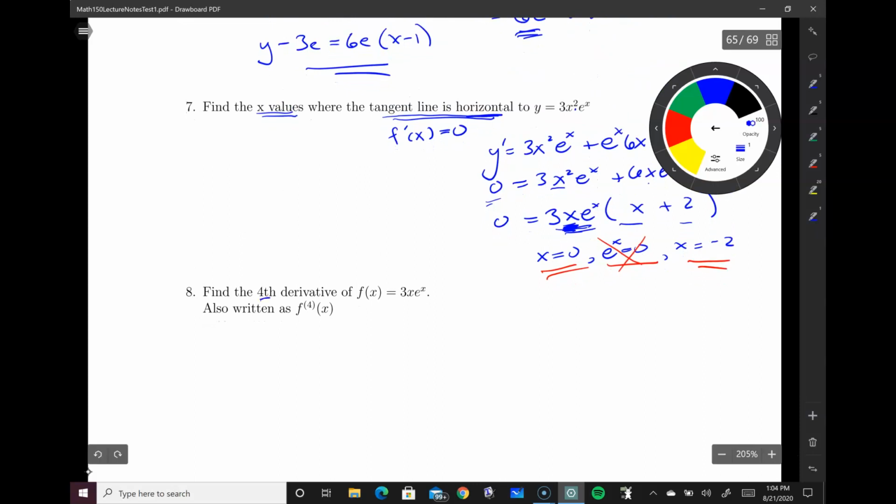All right, so fourth derivative. Let's start by writing just the function down here. It's 3x times e to the x, and I'm just going to emphasize product rule with the dot so I don't forget it. So one derivative will be first d second plus second d first. That's one derivative. Second derivative, we take the derivative of this, right? So I've got product rule again. So first d second plus second d first.